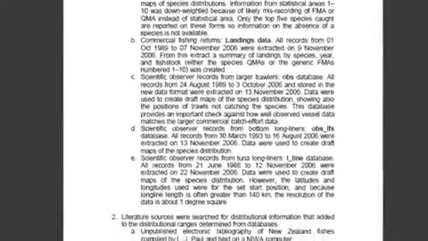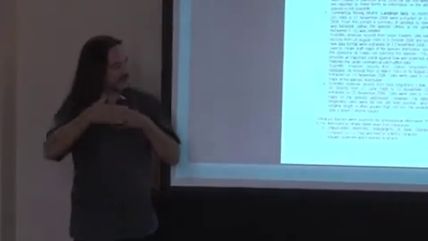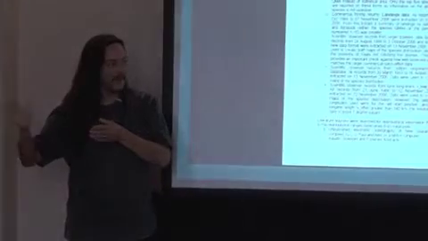And by the way, all the species distribution maps in NABIS are peer reviewed. So a scientist goes through and creates them, and then another scientist has to peer review them and sign off that they represent a good depiction of that species distribution.